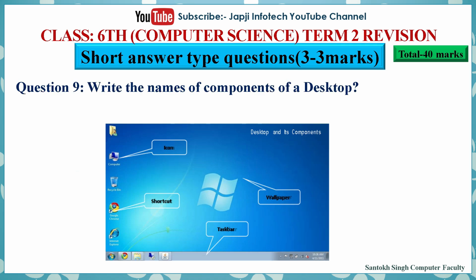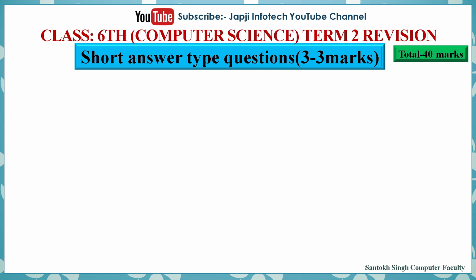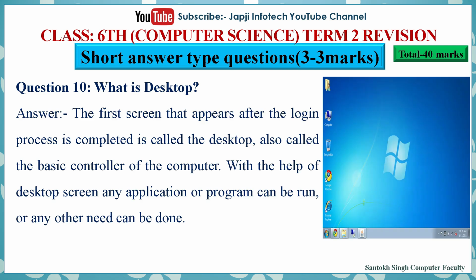And the ninth question is write the name of components of a desktop, and the answer is the names of the components of a desktop are the first one is icons, second one is shortcut, third one is wallpaper, and fourth one is taskbar. And 10th question is what is desktop? And the answer is the first screen that appears after the login process is completed is called the desktop, also called the basic controller of the computer. With the help of desktop screen, any application or program can be run or any other need can be done.